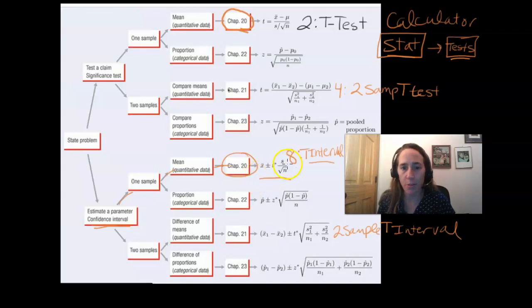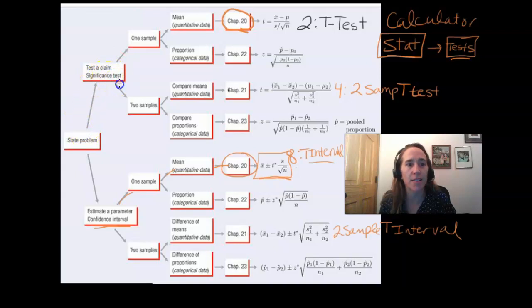Just so you know, I'm okay with you using your calculator from now on, except on an exam. In your practice, I do want you to set up the formula and plug all the numbers in, so that I know you understand which formula to use and where it's coming from. Same with the t statistic from chapter 20.